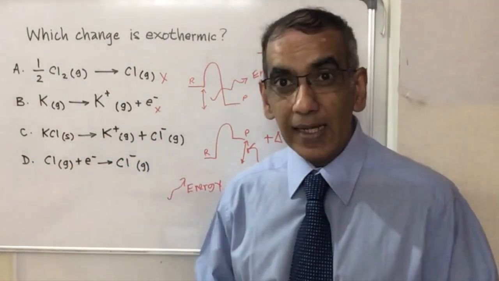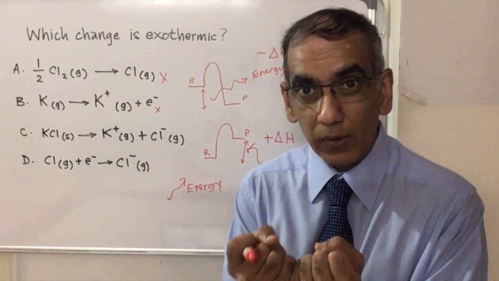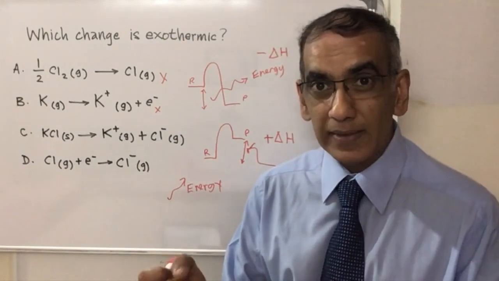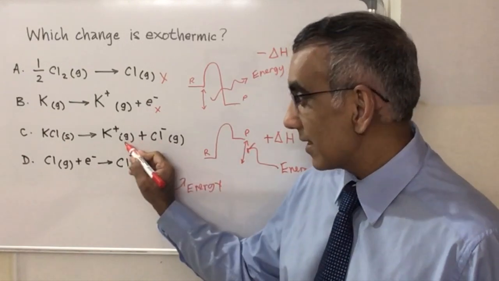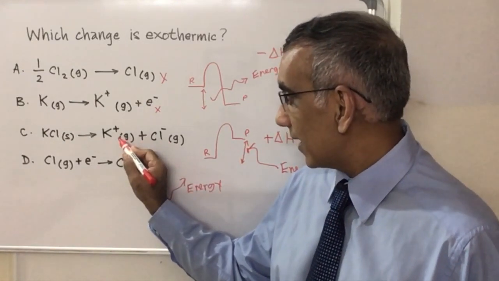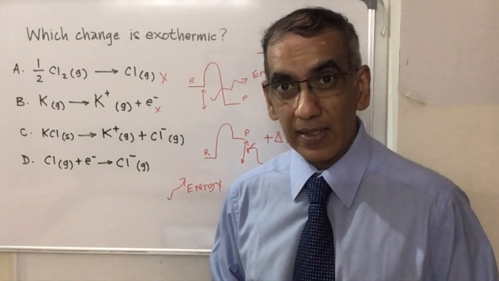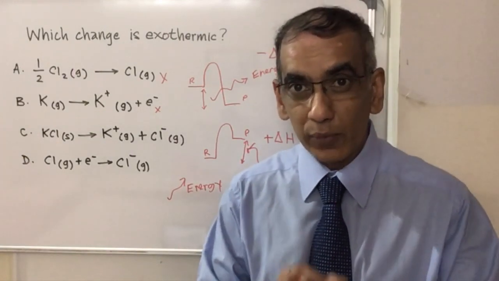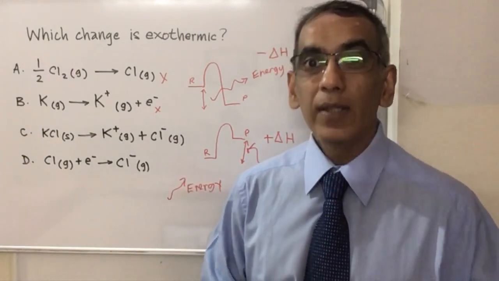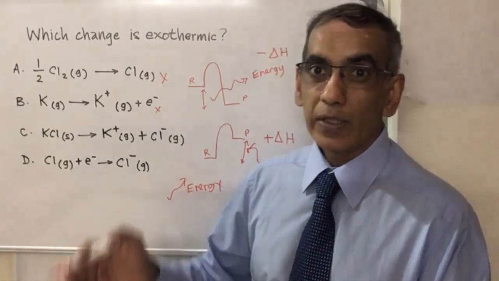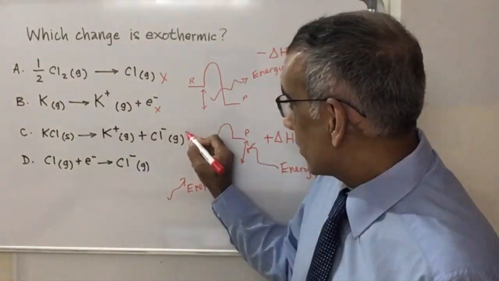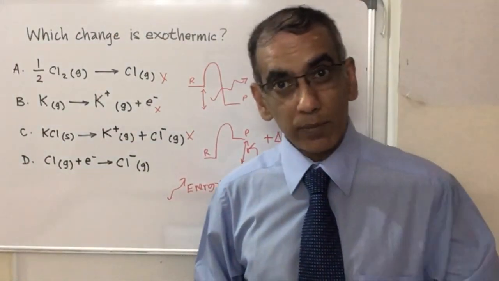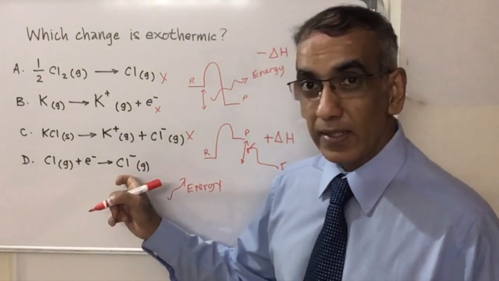C. KCl, an ionic solid, potassium chloride, breaks apart and forms two ions in the gas state: potassium ion as a gas, chloride ion as a gas. That's going to involve a lot of breaking apart. That too, bond breaking, is going to require energy from the surroundings. It's going to be endothermic. So by a process of elimination, we are pretty confident that the answer is D.